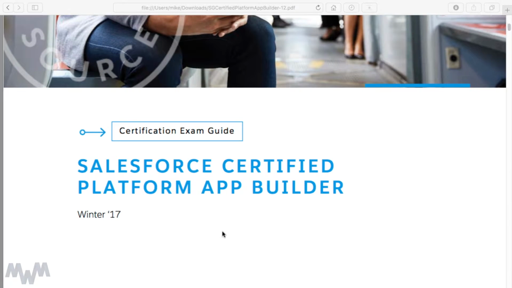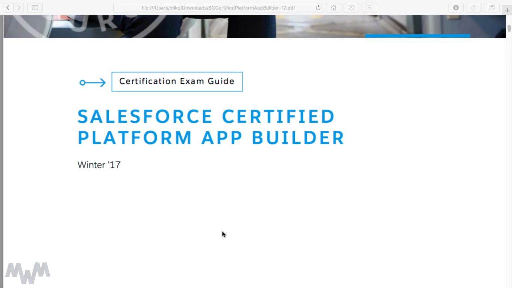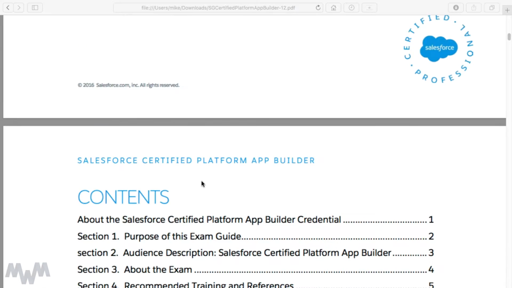I have the Winter 17 exam guide, and so there are 3 major releases each year by Salesforce: winter, spring, and summer. And so this is the Winter 17 release that this certification exam guide is good for. So the exam guide, I've got that linked in the resources section of this lecture.